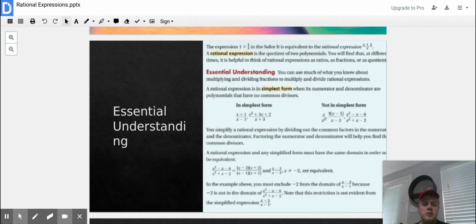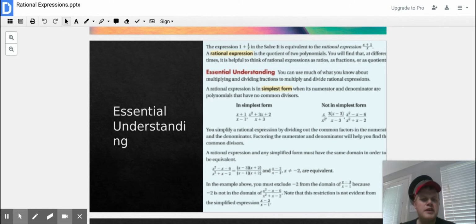Some examples of simplest form would be x plus 1 over x minus 1, or x squared plus 3x plus 2 over x plus 3. Again, these are forms that cannot be simplified, so that means they are in simplest form. Things that won't be are like x over x squared, or 3 times x minus 3 over x minus 3, even x squared minus x minus 6, and so forth. Since these are not in simplest form, you can tell they can be simplified because in that first example, we know that x over x squared can be simplified into 1 over x. So again, we need to simplify these to simplest form if possible.